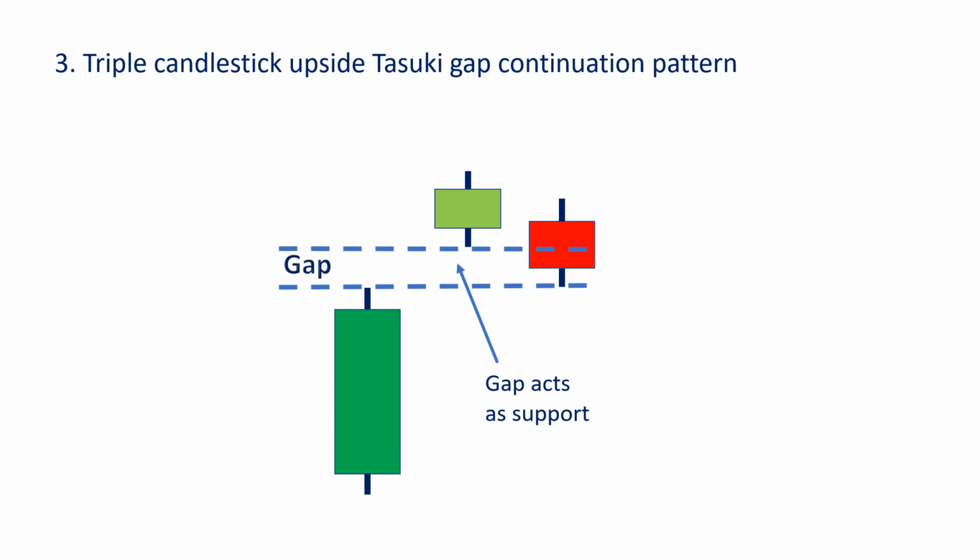These are strong, valid reasons for the trend to continue going higher. So traders should wait for the next bullish candle, and as soon as the price rises above the high of the pattern, you can enter the trade and put your stop loss below the low of the small bearish candle. This is how you trade the upside Tasuki gap continuation pattern.